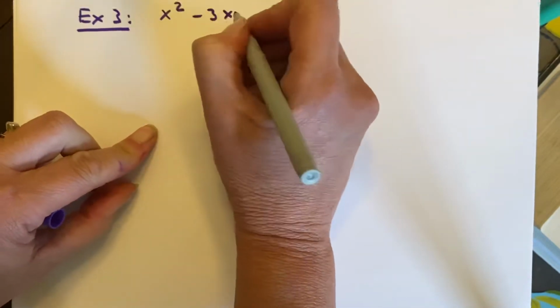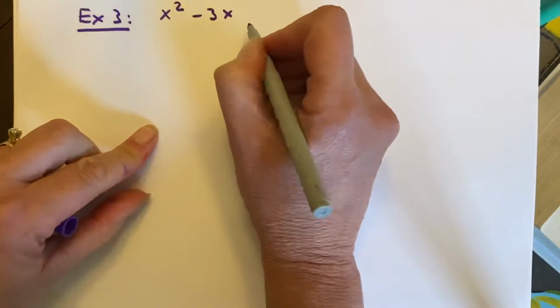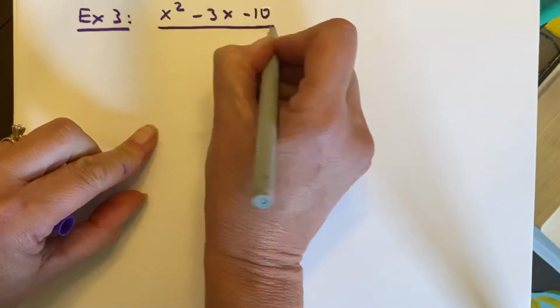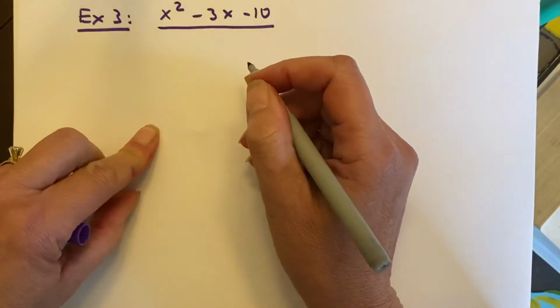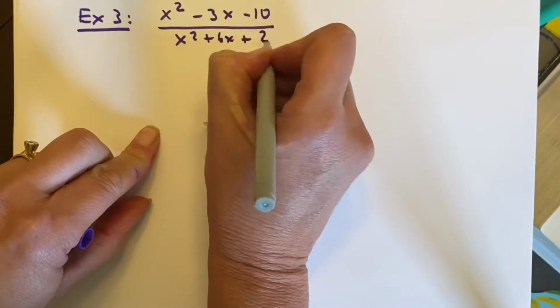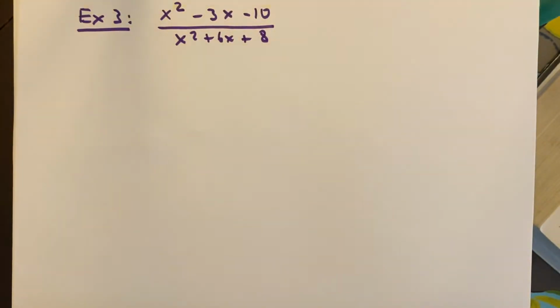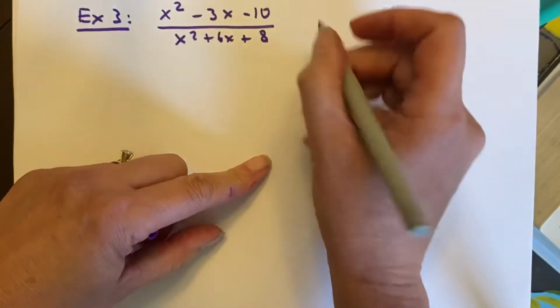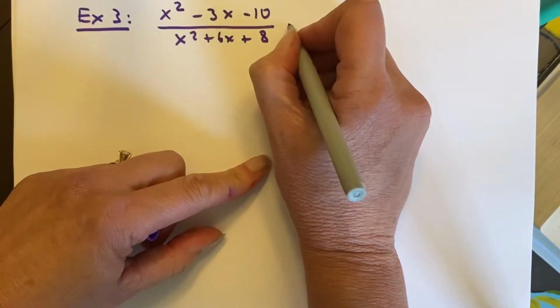So let's look at x squared minus 3x minus 10 over x squared plus 6x plus 8. And we're going to do the same thing we're doing. We're going to simplify and pull out what are the excluded values.